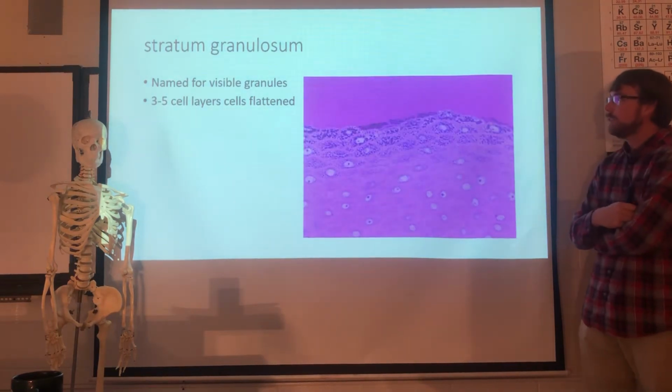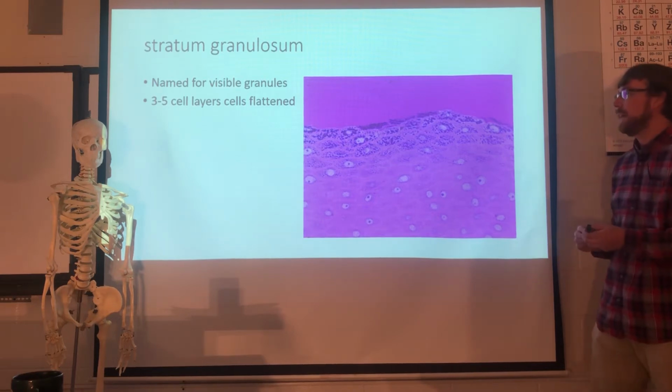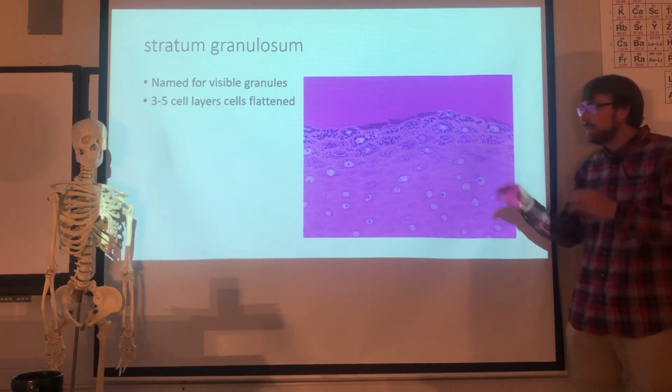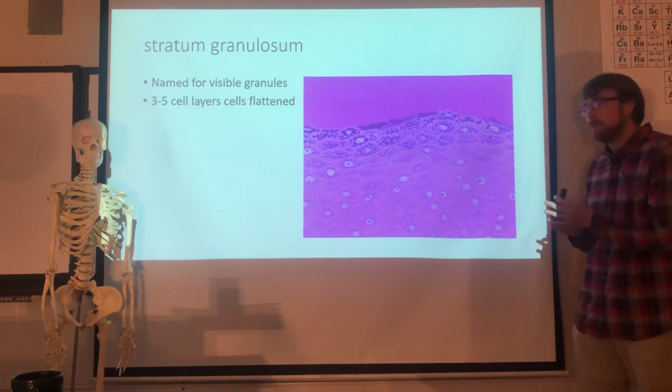Then we get to the stratum granulosum. It's named for visible granules. This is 3 to 5 cell layers thick. The cells are relatively flattened by this point.